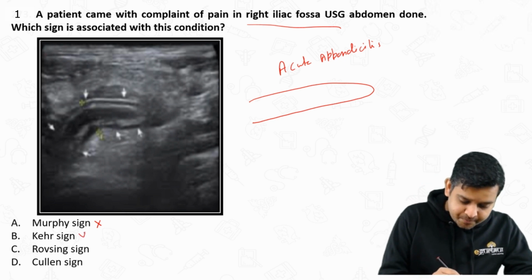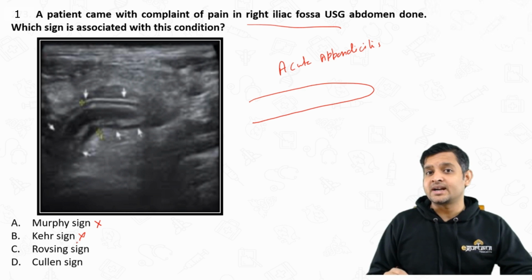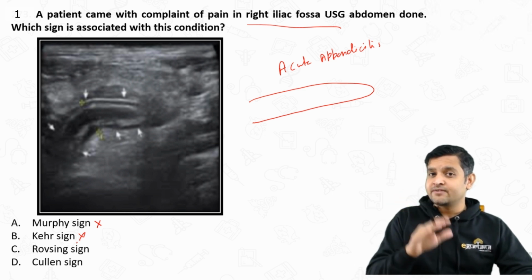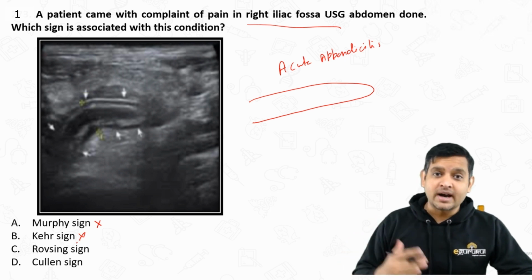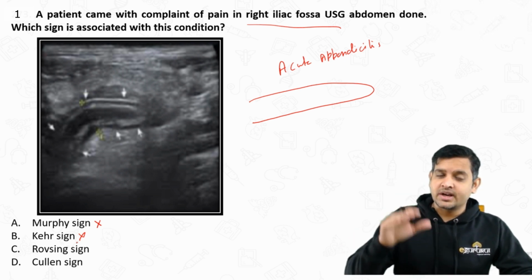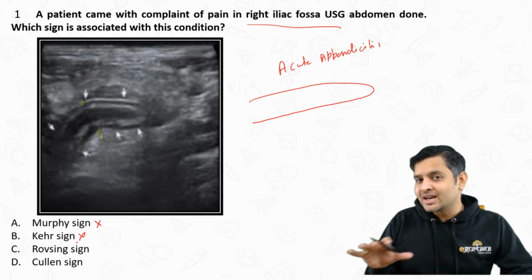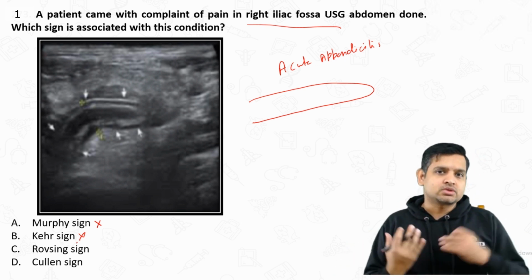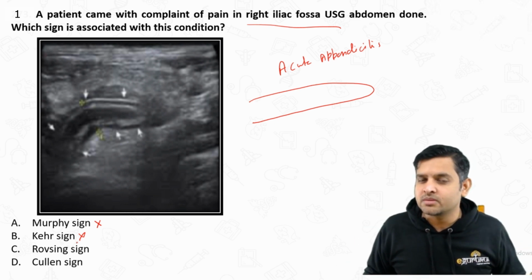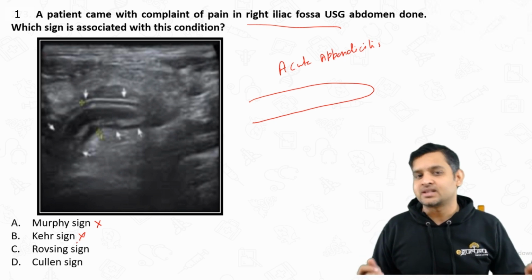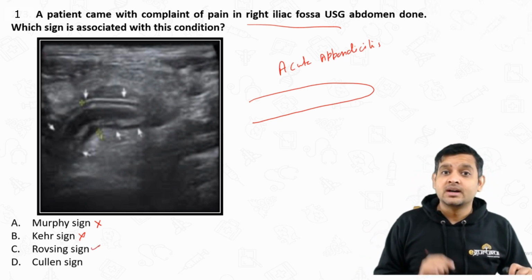So that is wrong. Rovsing sign. Yes, Rovsing sign is seen in acute appendicitis. When you press into the left lower quadrant, you see a pain in the right lower quadrant. Now why? Because once you press into the left lower quadrant, the peritoneum gets, I will say, stimulated, or because of the contraction. So whichever part of the peritoneum that is being inflamed is going to elicit a pain. So Rovsing sign is a sign of acute appendicitis. That is an answer.